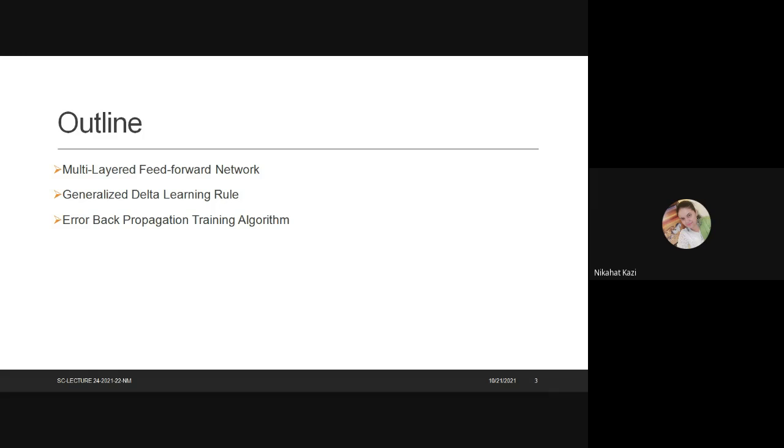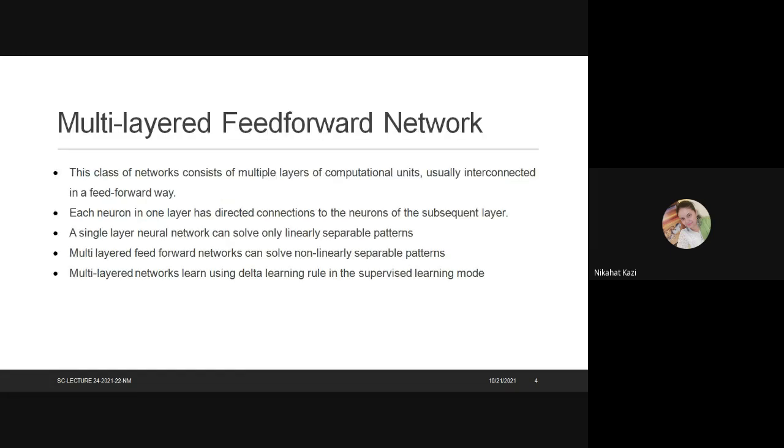And then we will look at the error backpropagation training algorithm, EBPTA, also, which uses the generalized delta learning rule, which is used for training a multi-layered feed-forward network. So what is a multi-layered feed-forward network? A multi-layered feed-forward network is simply an interconnection in a feed-forward fashion. Okay? So then you have multiple layers of computational units or neurons, in other words, which are interconnected in a feed-forward fashion. Okay, and each neuron in one layer has directed connections to the neurons of the subsequent layer. So the connections flow in only the forward direction, right?